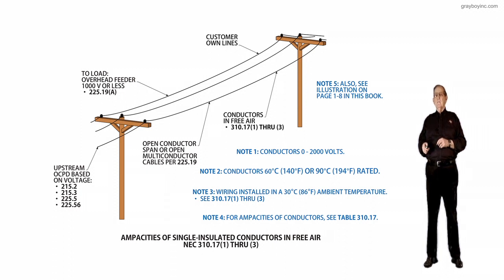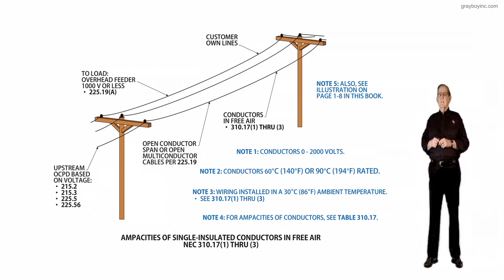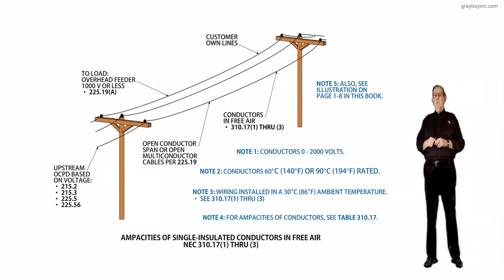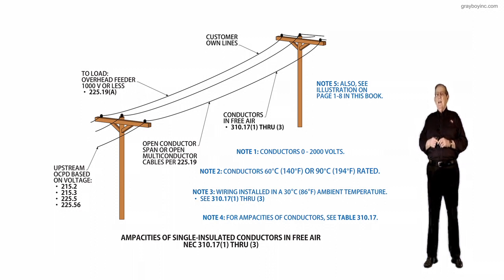Note 3 says the wiring is installed in a 30 degrees C, 86 degrees F ambient temperature, as listed in your table 310.17, items 1 through 3. Note 4, for ampacity of conductors, we would see our table 310.17 because they're overhead outside conductors.